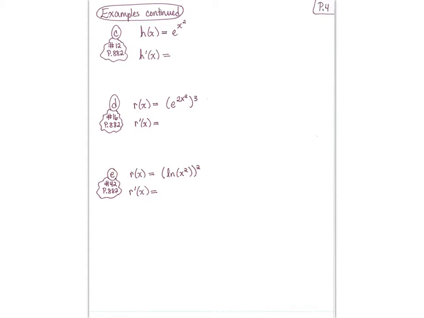Now examples continued. Now what we're going to do is use a combination of those rules. For this example, we have to differentiate e raised to the x squared. So the derivative is e raised to the x squared, but we have to remember to differentiate x squared. So we get e raised to the x squared times 2x, or just rewriting it to make it look nicer, 2x e to the x squared.